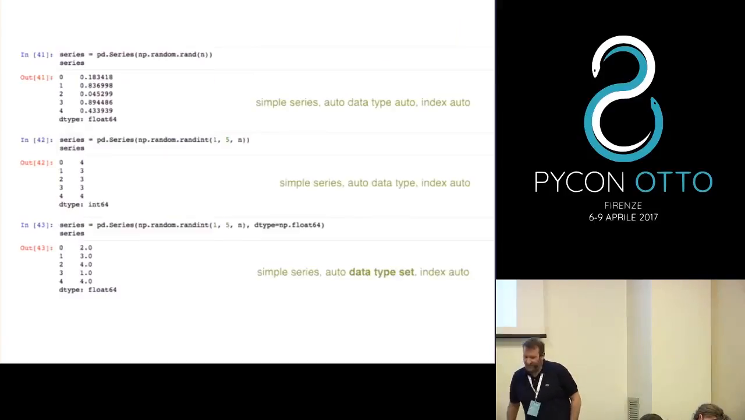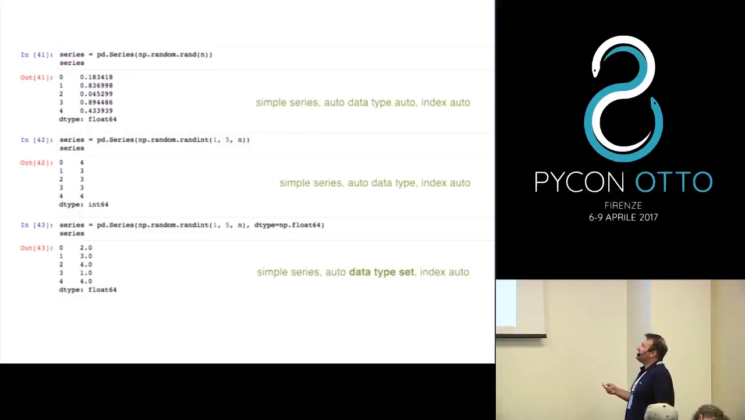So let's see some more examples. We create a new pandas series, and all we pass is some random floats from the NumPy random library. Here we just print out the series we made. As you see, we have an automatic data type, which is float64.